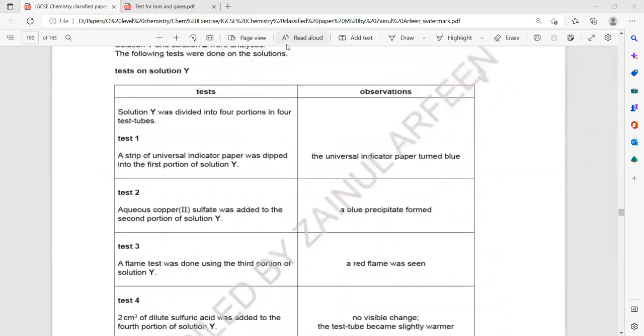For each test, there is a specific observation and inference, like you draw a conclusion. A strip of universal indicator was dipped into a first portion and it gives you a blue color solution. What does this indicate? What is the nature of the solution? Acidic or alkaline? Alkaline. So it is alkaline.